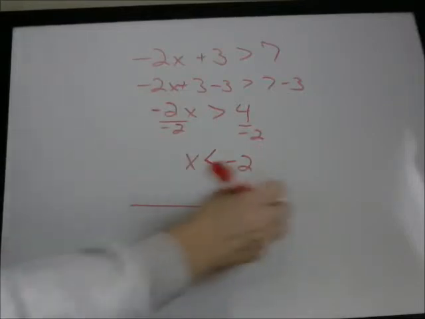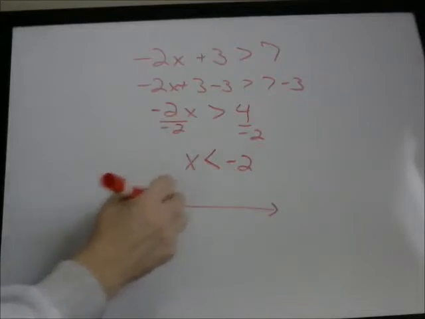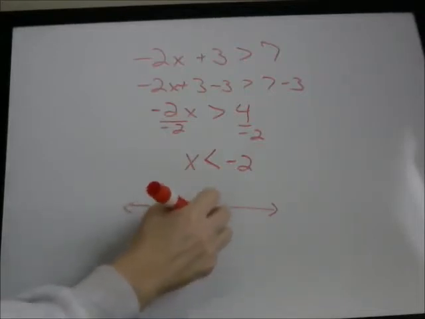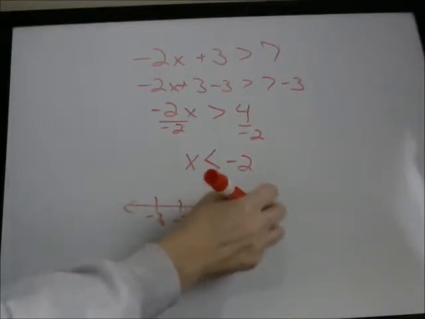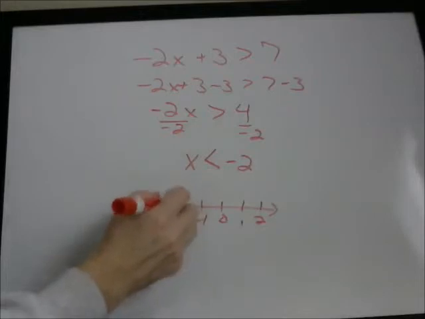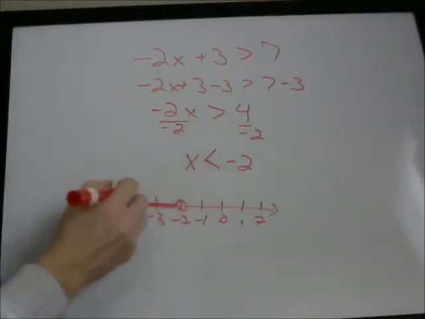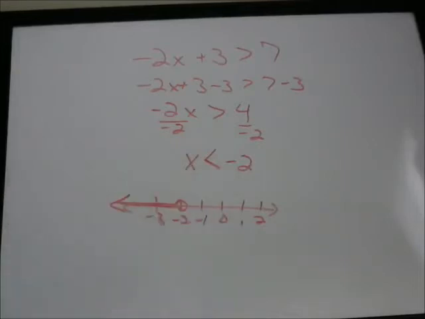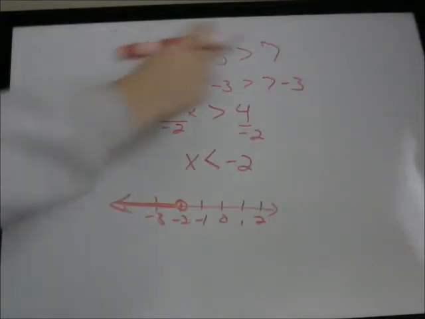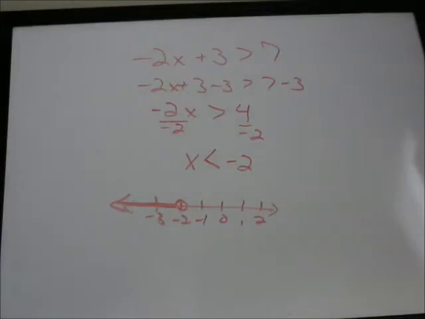Again, if we're looking at the number line, let's say negative 3, negative 2, negative 1, 0, 1, 2, etc. x has to be less than negative 2. So not equal to negative 2, but less than negative 2. It has to be any number to the left-hand side of negative 2. So negative 3, negative 4, negative 5, negative 1 million. We could put that number in for x, and this inequality would hold true.